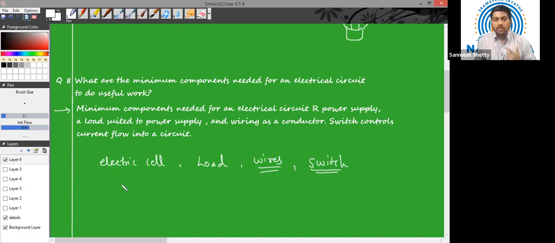One is the electric cell, which provides electrical energy or which provides us current. Another one is the load, which consumes that current, which uses that current. Next one is the wire, which is used for the connection purpose. And the last one is the switch. Now the switch is used to switch on or switch off the circuit. So the minimum components needed for an electrical circuit are a power supply, a load suited to the power supply, and wiring as a conductor. Now the switch controls the current flow in a circuit. So if we want to switch off the circuit, we can do it with the help of a switch.